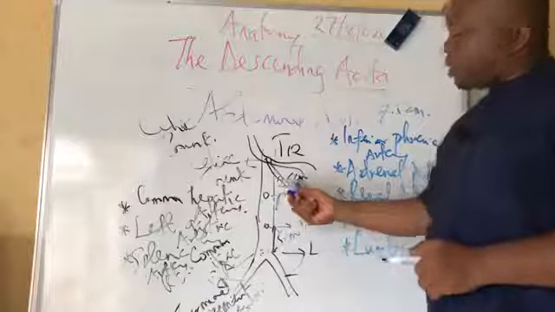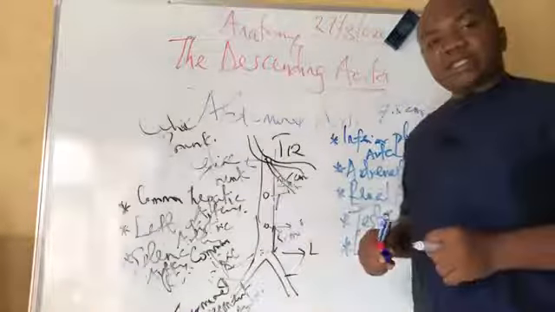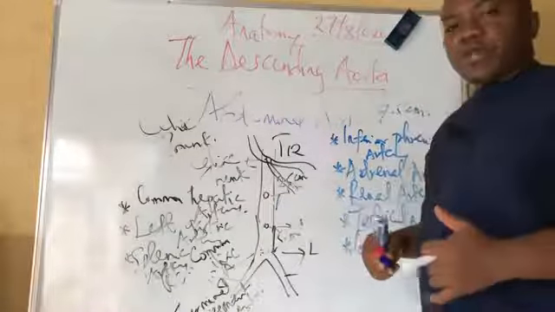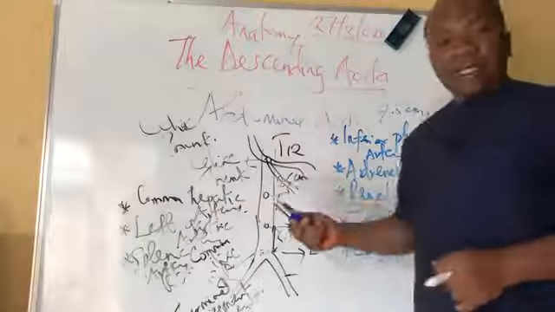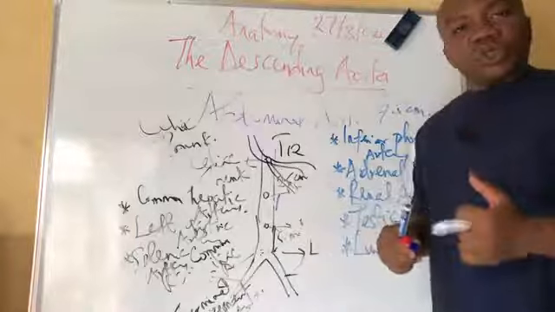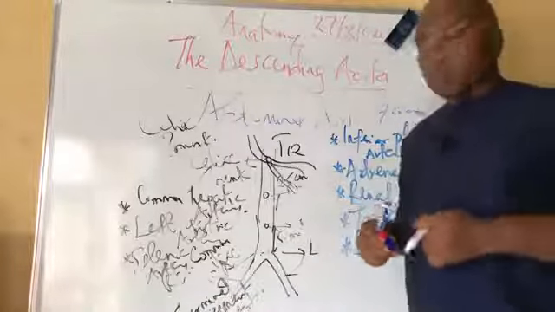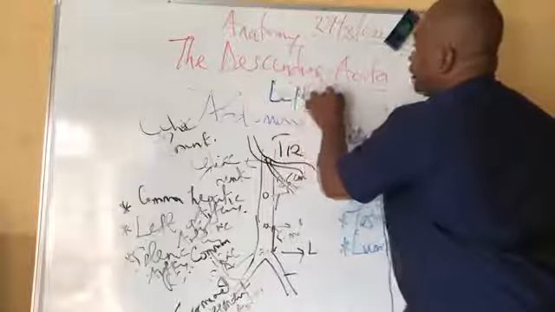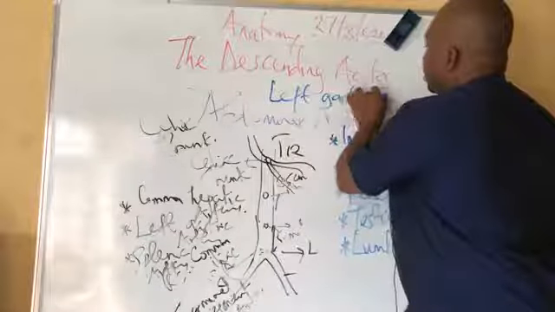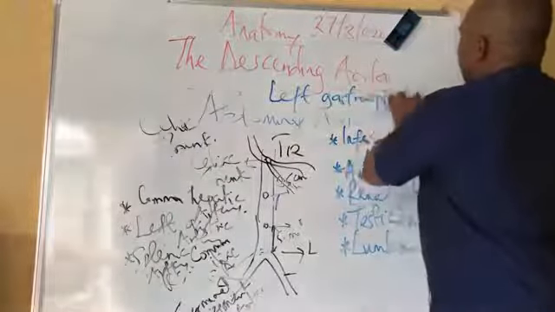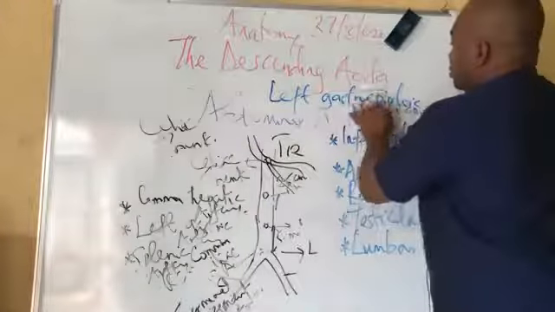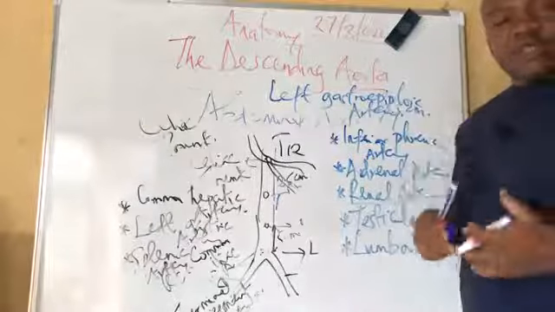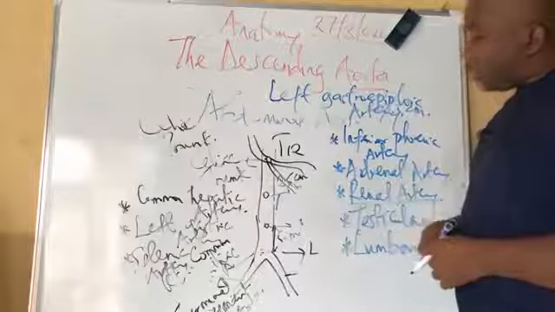Then we now move to the splenic artery. The splenic artery supplies the spleen. It also supplies some part of the pancreas. The splenic artery also gives out what is called the left gastroepiploic artery, which runs on the greater curvature of the stomach.